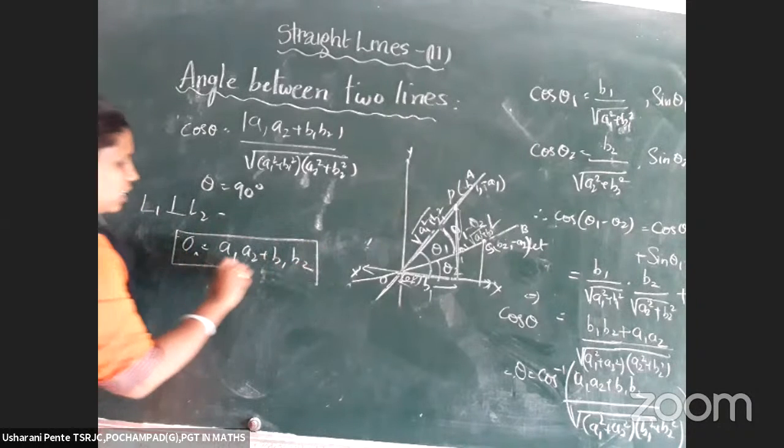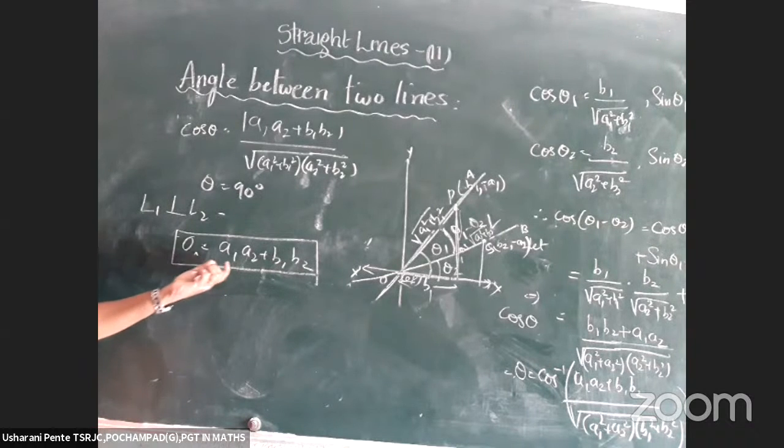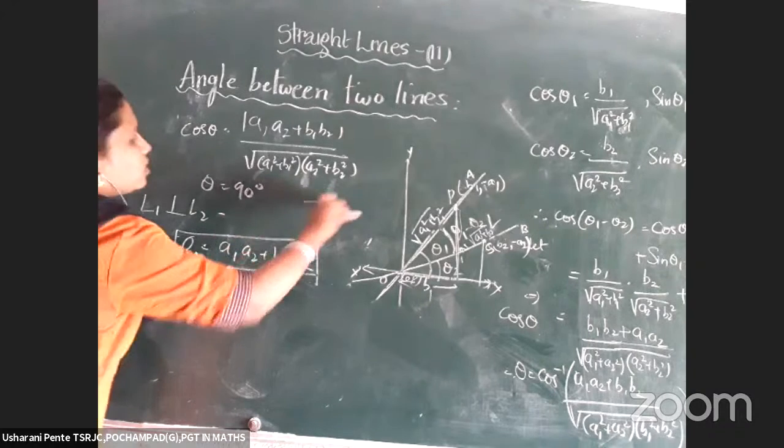This is the condition if the two lines are perpendicular: A1 A2 plus B1 B2 is equal to 0. Already we have discussed the parallel lines, where the angle between the two lines is 0.